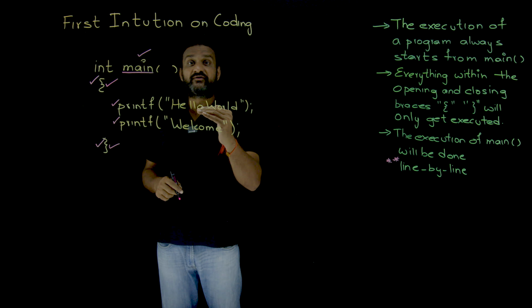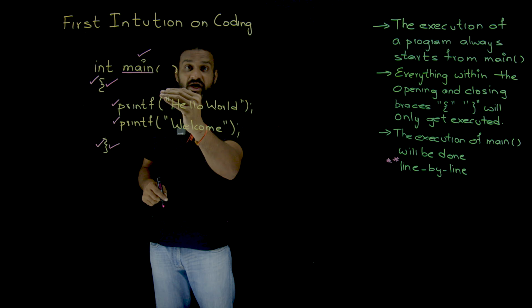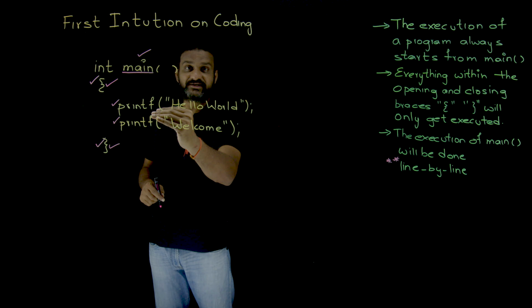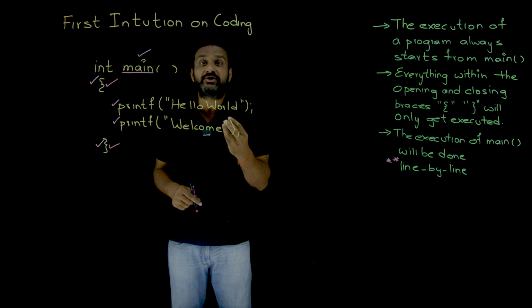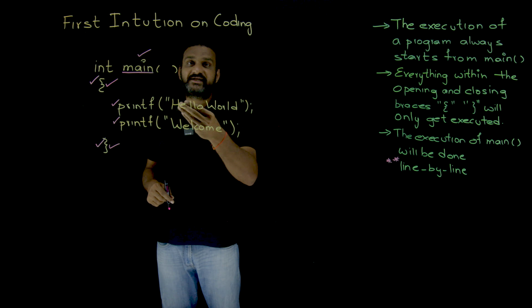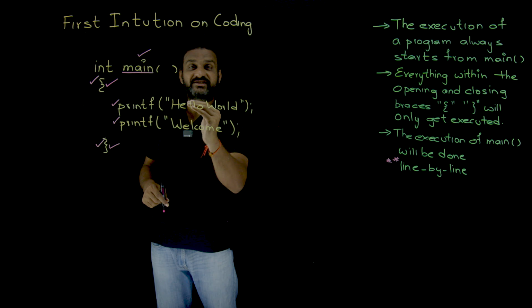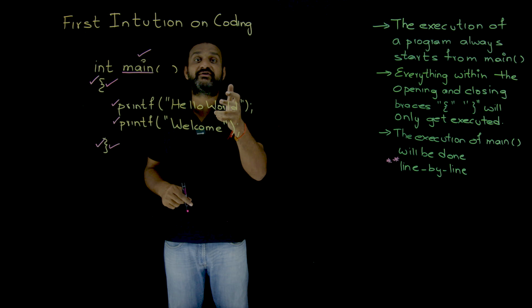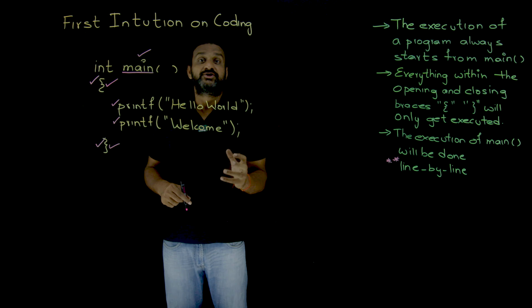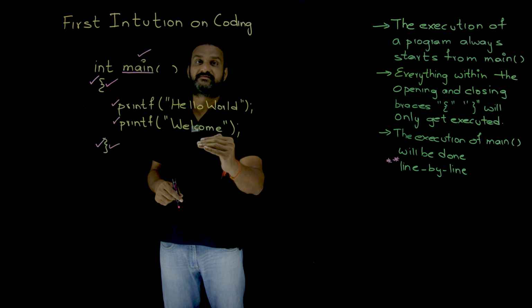Now, with this intuition of how the compiler will execute the main, and how it will execute the lines in the main line by line, we will be able to understand where to start and what is going to be our next line. To solve a problem, we need a starting point, right? From where we have to start and what could be the next line, that thinking will be developed by this understanding. Our understanding is that everything within the main will get executed line by line.